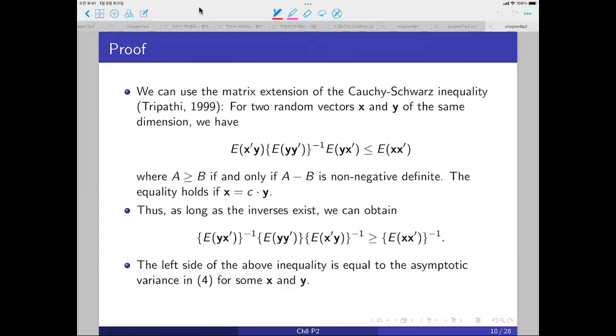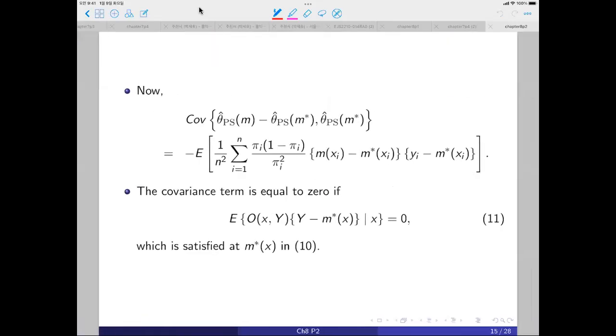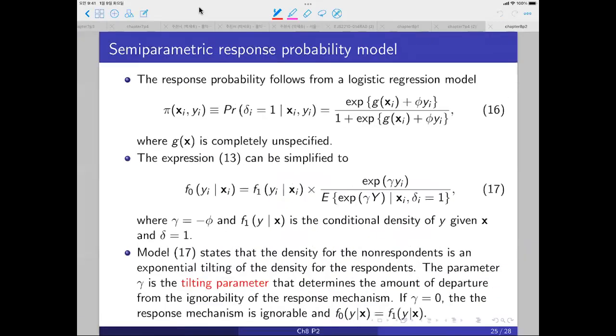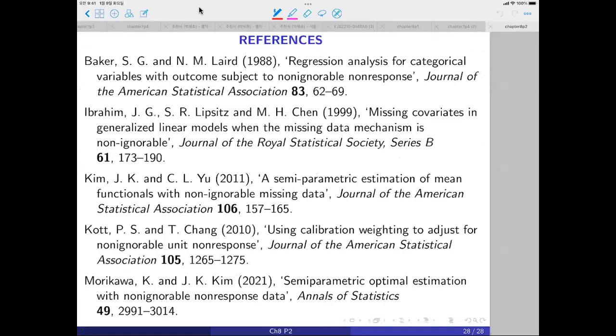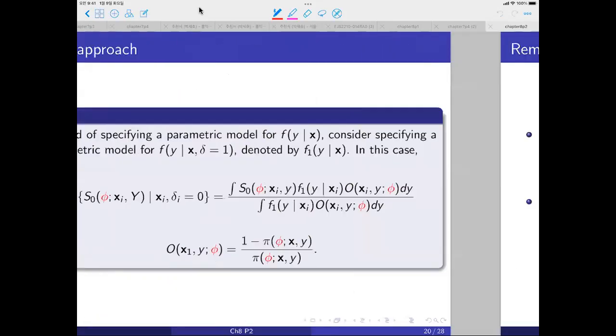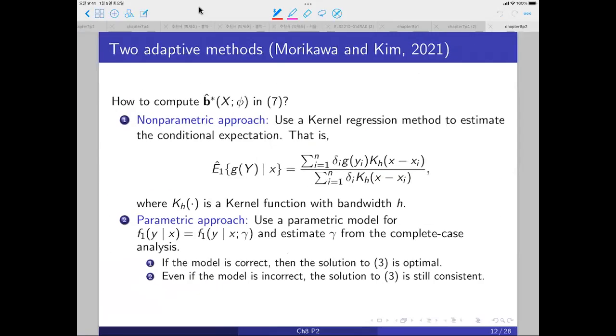I actually proved it myself, but it turns out this is already published. The paper is in an econometrics journal, and it's only 3 pages. I found it very recently. The title is A Matrix Extension of the Cauchy Inequality. Three pages, published, that's it. No simulation, nothing.